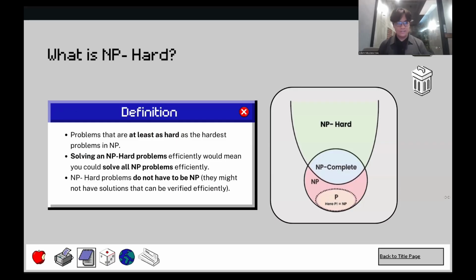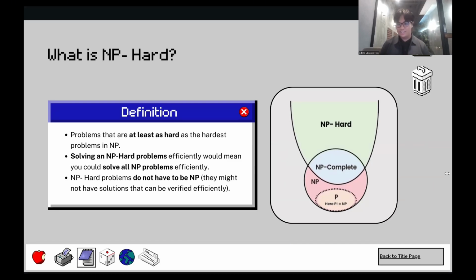Okay, moving on. We will be discussing NP-hard problems. So you may ask, what is an NP-hard problem? Well, the general definition is that they are problems that are at least as hard as the hardest problems in NP. Here, we know that solving NP-hard problems efficiently would mean that we can solve all NP problems effectively. We can see an illustration in the graph on the right, where NP-hard basically encapsulates not only NP-complete, but also NP itself.